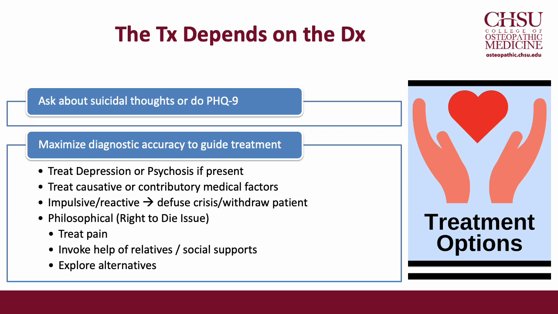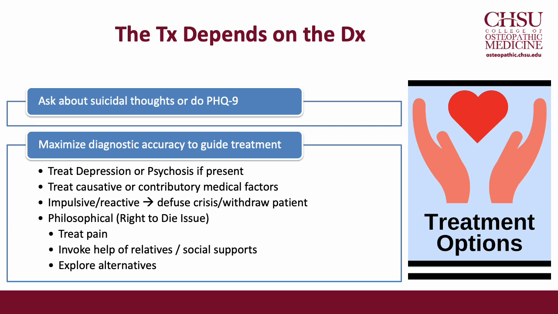The treatment and what is recommended really depends upon the diagnosis. For example, if a patient's suicide risk is due to depression or psychosis, then it's within the physician's purview to treat those underlying disorders. The doctor can also treat causative or contributory medical factors, including but not limited to intoxication. We talked about chronic illness. The doctor could also assess the patient's degree of impulsivity or reactivity.